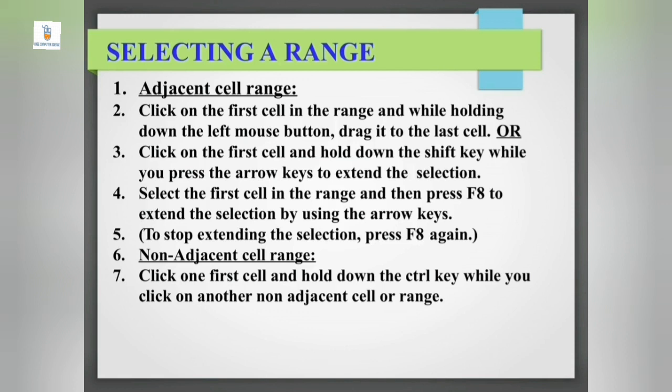Another method of selecting a cell range is using the F8 function key. For this, first we select the first cell in the range and then we press the F8 function key and extend the selection by using arrow keys. To stop the extension of the selection, we press the F8 function key again. We can also select some non-adjacent cell ranges. For this, we click on one cell and then we hold the control key and we click on another cell. In this way, non-adjacent cells can also be selected.